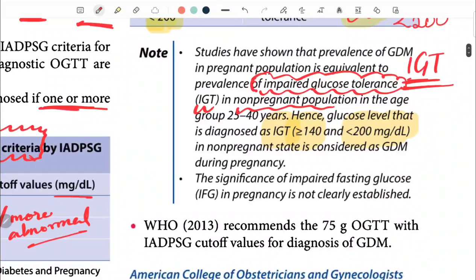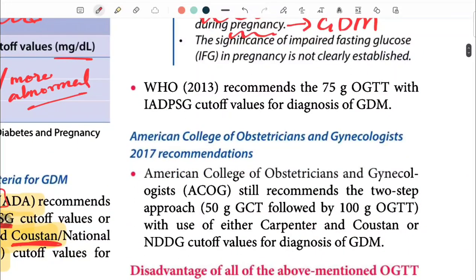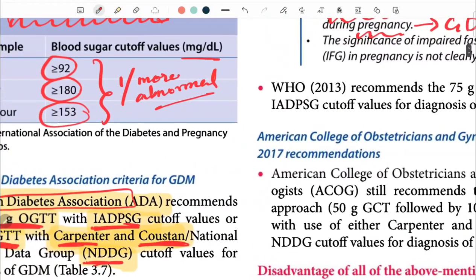So if it is a non-pregnant state, then it is IGT, but if it is during pregnancy, it is GDM. Postprandial more than or equal to 140 and less than or equal to 200 in a pregnant lady is GDM, gestational diabetes mellitus. The significance of impaired fasting glucose in pregnancy is not clearly established. Now, WHO recommends the 75 gram OGTT with IADPSG cutoff values for diagnosis of GDM.